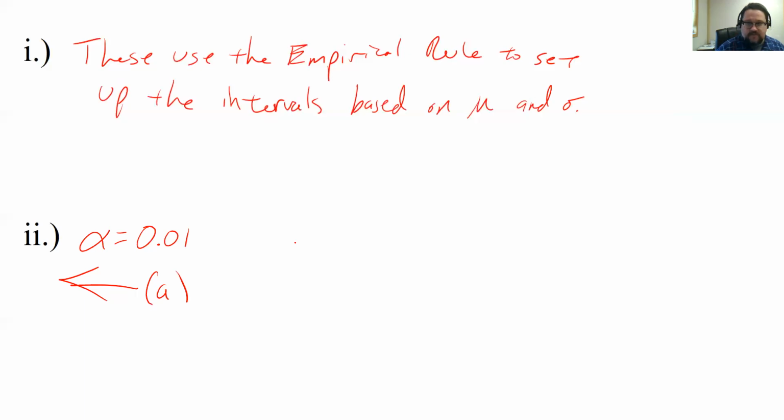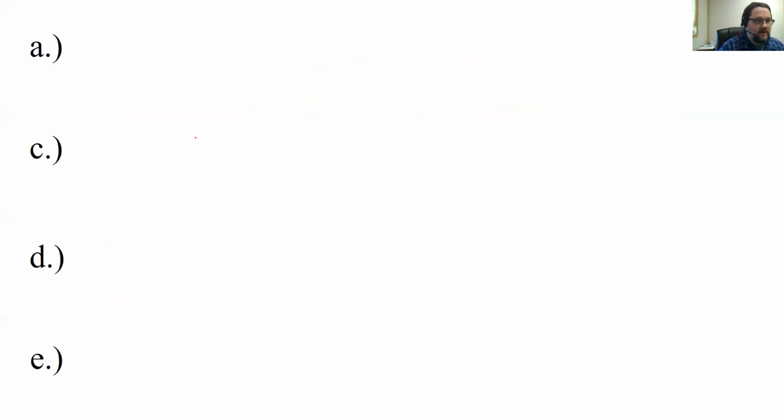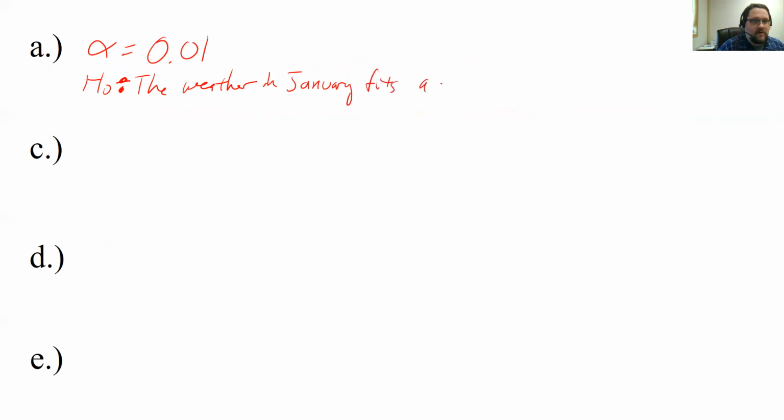On page 646. And A says, what is the level of significance? 1%. Okay. And then state the null and alternative hypothesis. So the null hypothesis will be the weather in January fits a normal distribution.